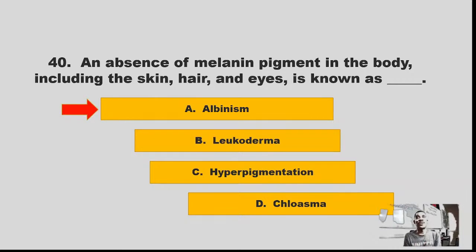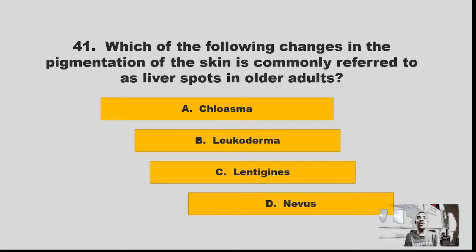And if you chose A, albinism, then you are correct. Next question. Which of the following changes in the pigmentation of the skin is commonly referred to as liver spots in older adults? Would you say that it is chloasma, leukoderma, is it lentiginous, or is it nevus?